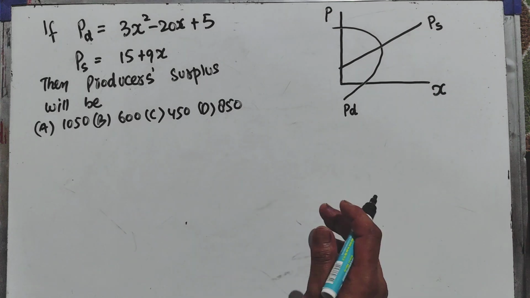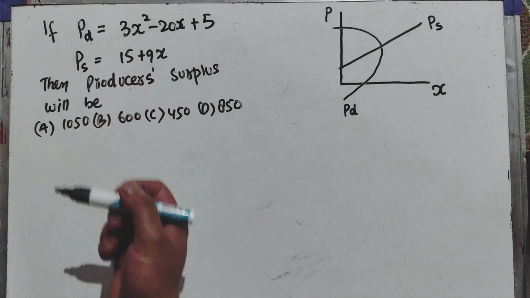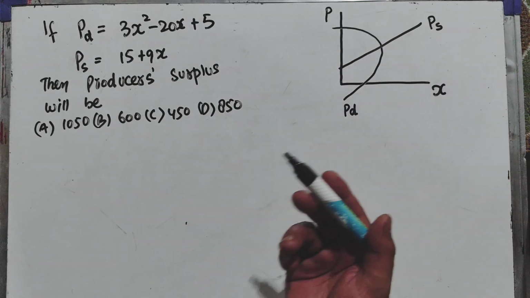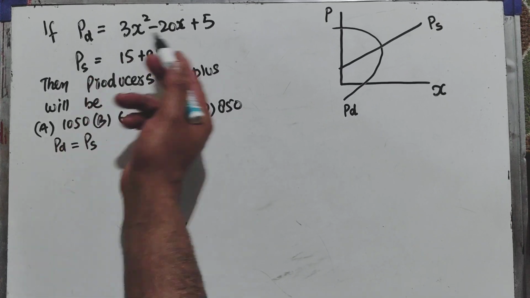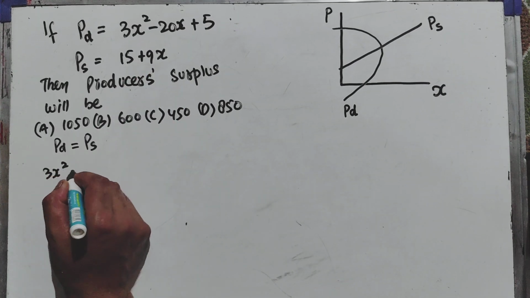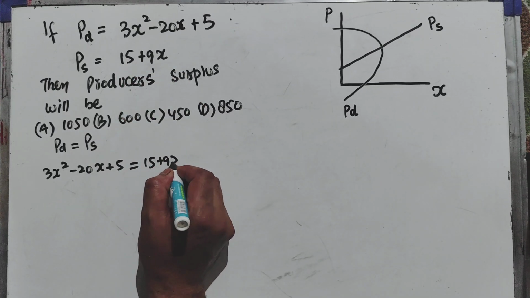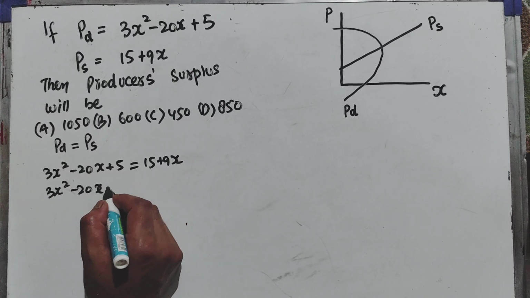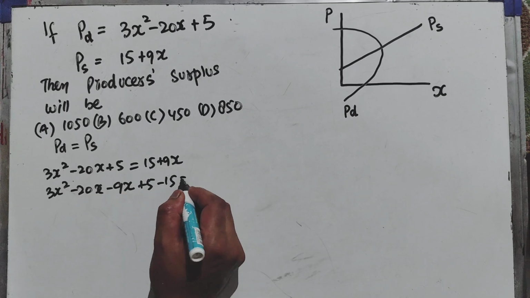To find out the producer surplus, first we need to find out the equilibrium. Equilibrium occurs where quantity demanded is equal to quantity supplied, that is the point where these two curves meet. So at equilibrium, PD will be equal to PS. Equating them, we get 3x² − 20x + 5 = 15 + 9x. Solving further, 3x² − 20x, transposing 9x it becomes minus 9x, then we have plus 5, transposing 15 it becomes negative 15, and we set it equal to 0.